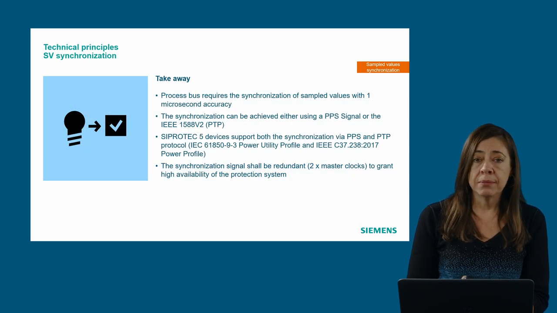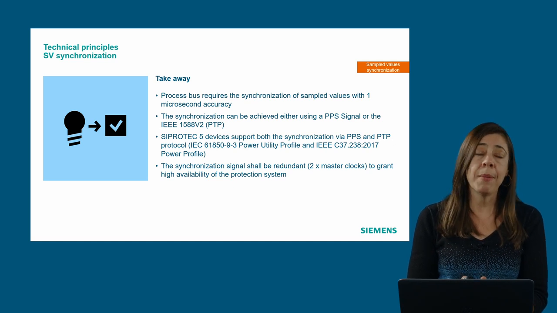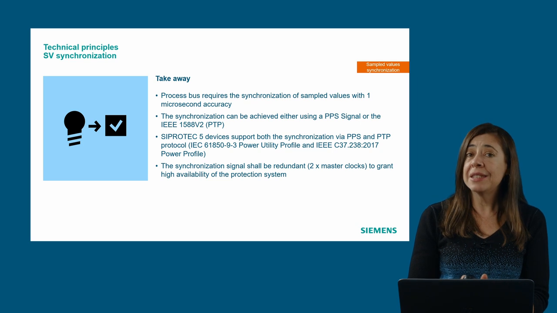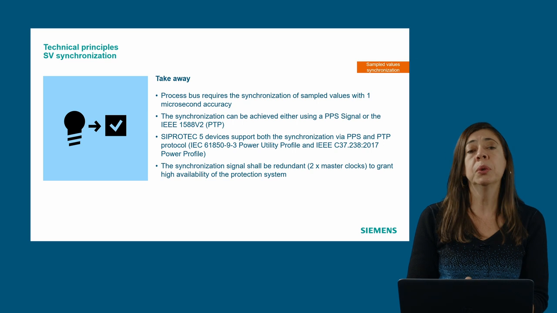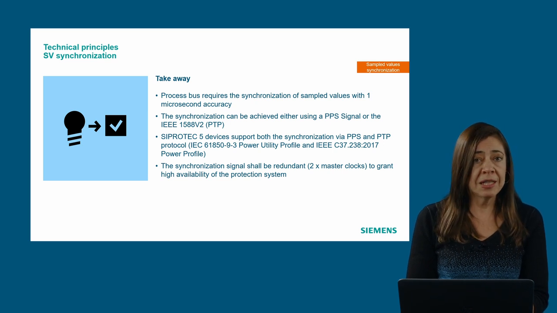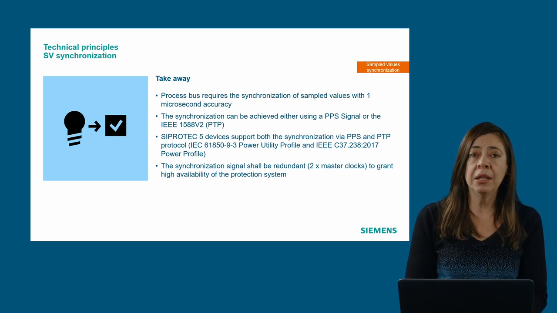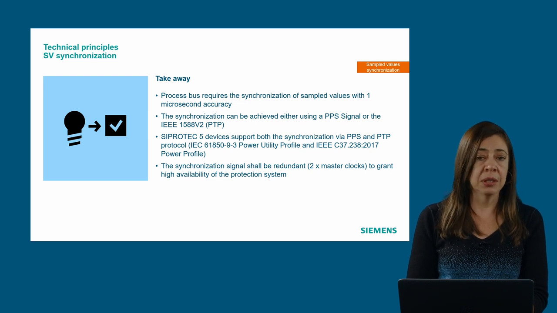To take away, process bus requires the synchronization of the sample values with 1 microsecond accuracy. This can be achieved using either PPS or PTP protocol. The SIPROTEC 5 devices support both of them. And when using the PTP, the precision time protocol, you can select between 2 different types of profiles: the utility profile according to the IEC 61850-9-3, or the power profile from 2017.